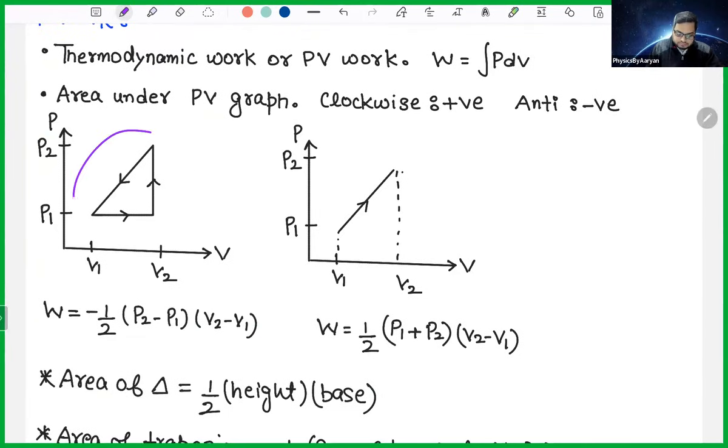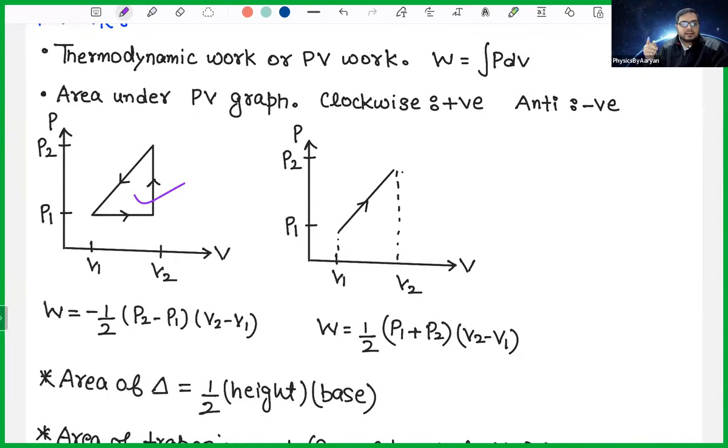This is our first graph. Now, in this first graph, you tell me, will the work done be positive or negative? Everyone in the chat box. Work done positive or negative? Negative. Okay, very good. So it is negative, it is anti-clockwise.